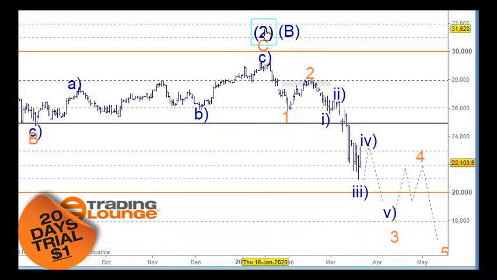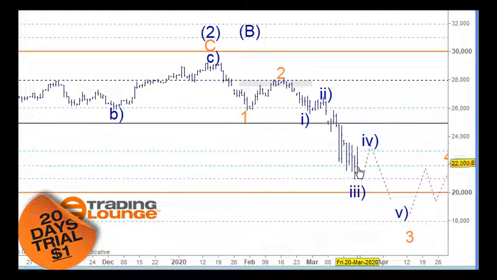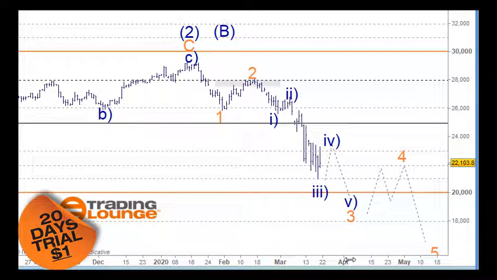So from where wave 2 is here, wave 1 and 2 here, 1, 2, 3, 4, 5 for the 3rd wave. The 4th wave has pulled back and then pushed it back down again, so that's the 4th wave in here. So we'll see the 5th wave drag down into the 20,000 area through here.